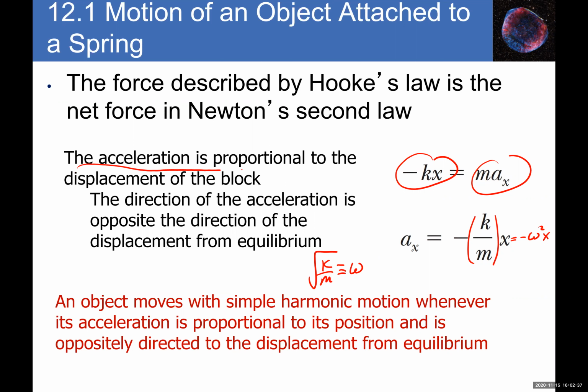Anyways, acceleration is proportional to the displacement of the block, and the direction of acceleration is opposite to the direction of the displacement from equilibrium. And this is pretty much what makes the system simple harmonic. So the object moves with simple harmonic motion whenever its acceleration is proportional to its position and is oppositely directed to the displacement from equilibrium. So you can say either acceleration or force, because force and acceleration are always proportional. The net force, remember, equals mass times acceleration. In terms of vectors, a and F are always in the same direction.